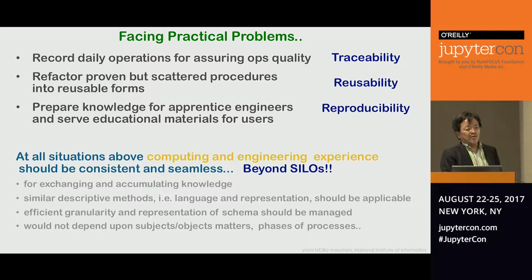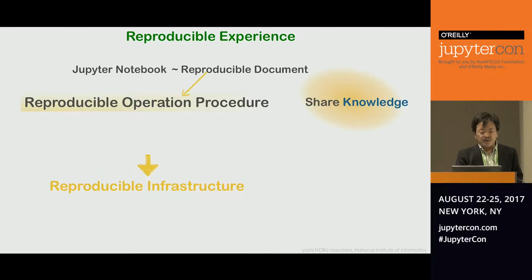There was a wiki or Confluence or some trouble ticket tools, but that's not enough. And then we found the IPython notebook. That's a narrative tool, which may fill the gap between the documentation and such existing automation tools. That was our first feeling.